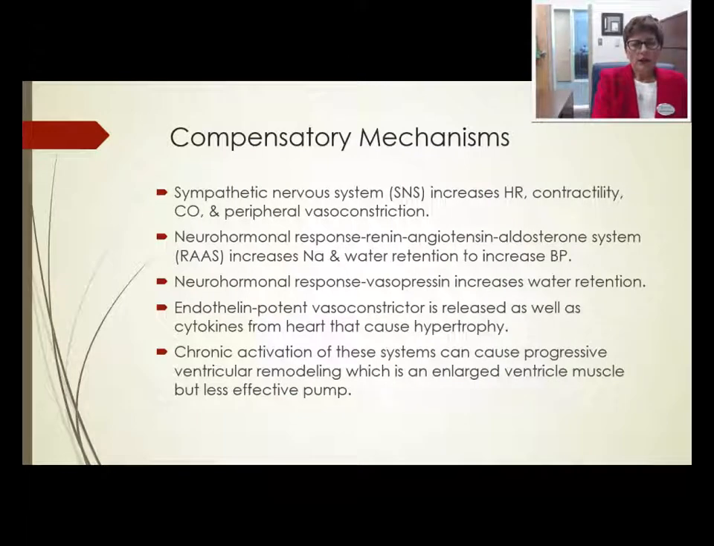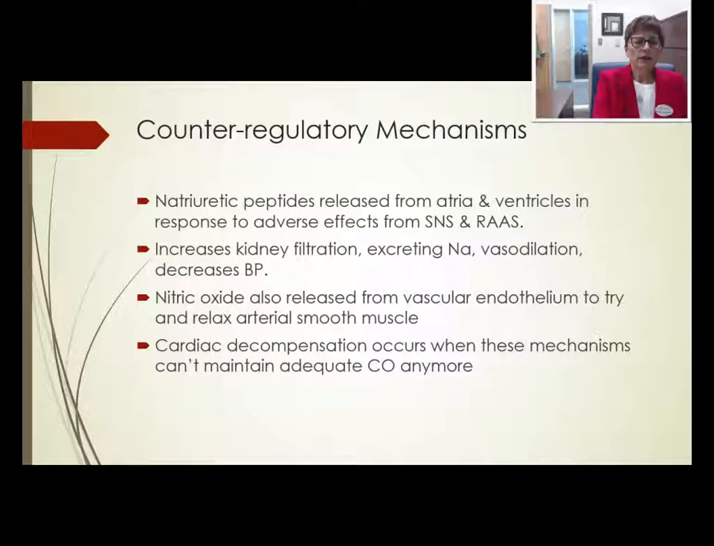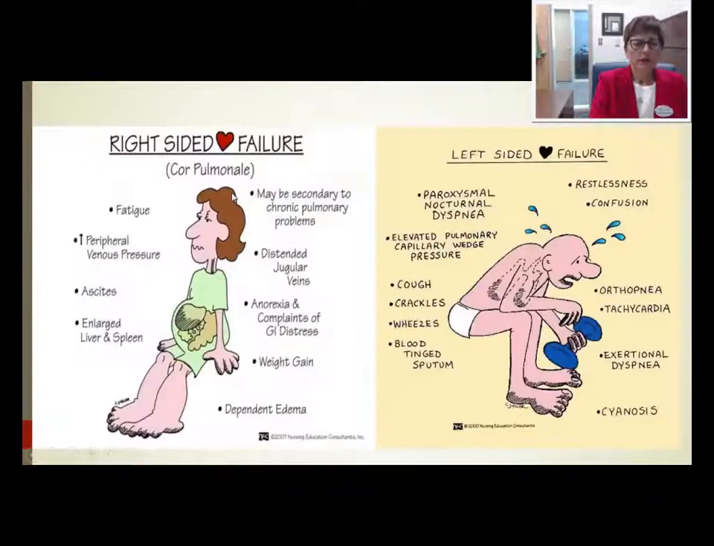And you can look over the mechanisms that our body tries to use to increase our cardiac output. And then the counter-regulatory mechanisms. The reason I want you to remember the natriuretic peptides is because one of the tests that we do is looking at the level in the blood of this. In the right-sided heart failure, remember that's swelling really throughout the body, and left-sided heart failure is more of the lungs.